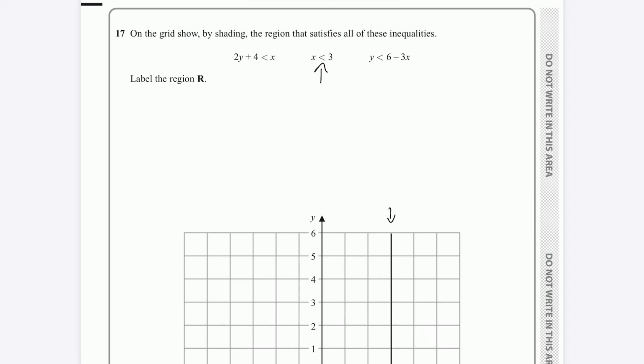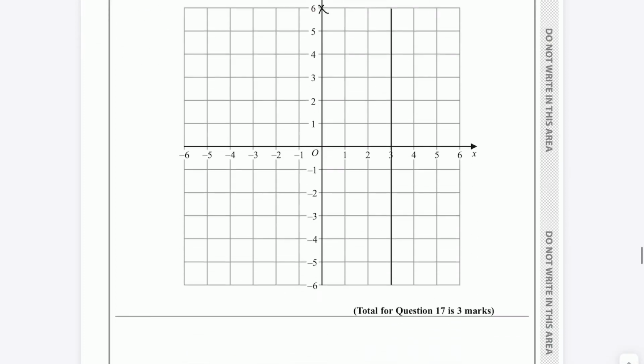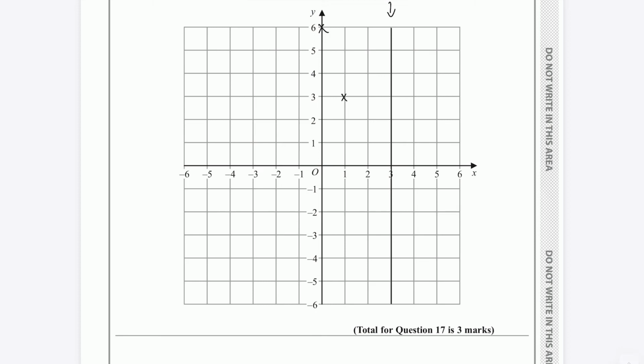And then we have, let's have a look at this one here. So it's written in the form y is equal to mx plus c. That's where it's going to cross the y-axis. So the intercept is going to cross here. And we know for every 1 we go across, it's going to go 3 down, because it's got a negative gradient. 1 across 3 down, 1 across 3 down. So it looks something like this.